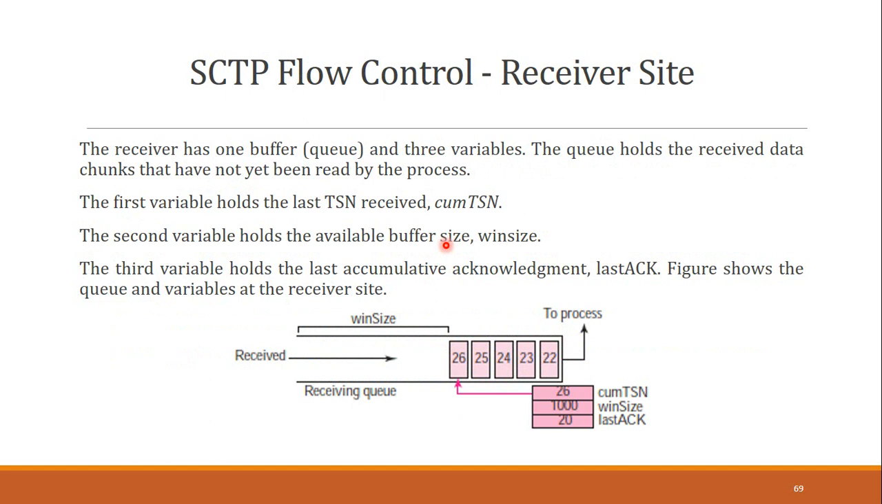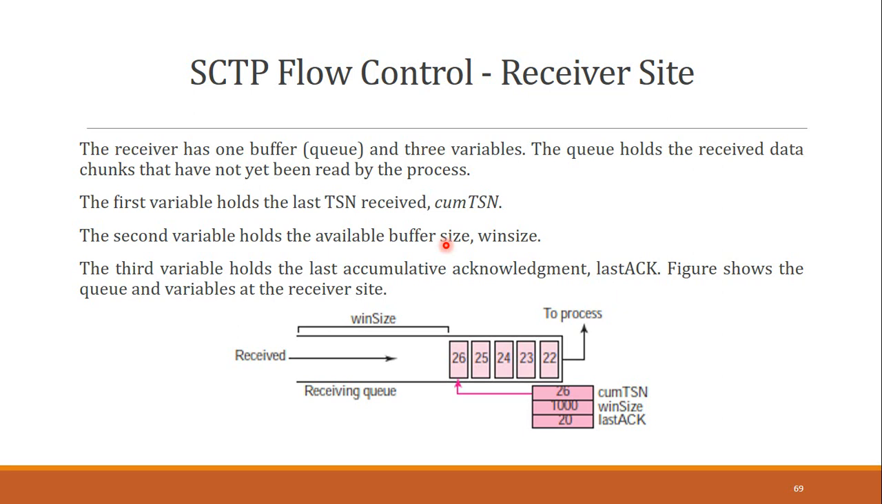The first variable holds the last TSN received, that is nothing but the cumulative TSN, cumTSN. The second variable holds the available buffer size, that is nothing but the window size, winSize. The third variable holds the last cumulative acknowledgement, that is nothing but lastAck. The figure over here shows the queue and the variables at the receiver side.